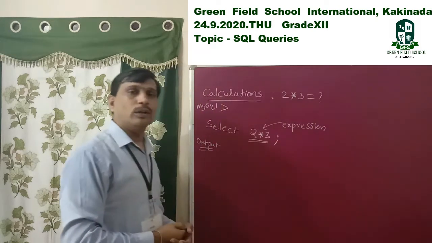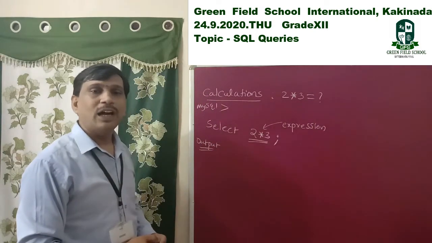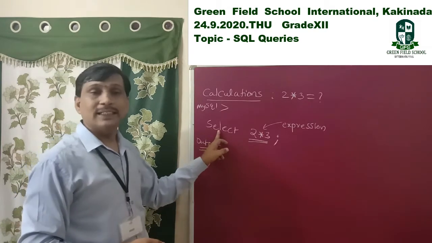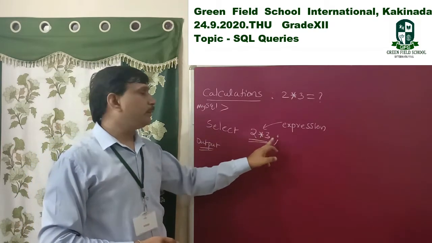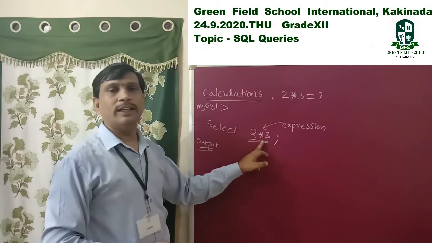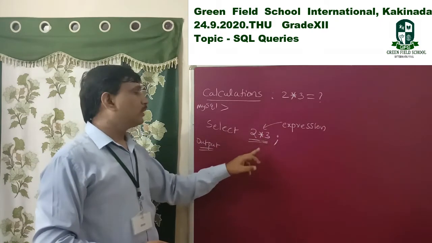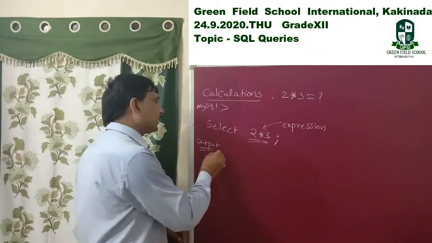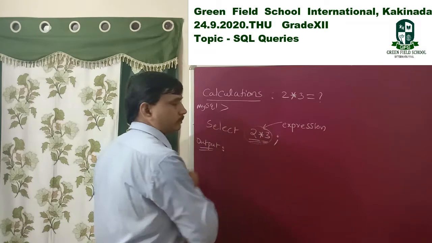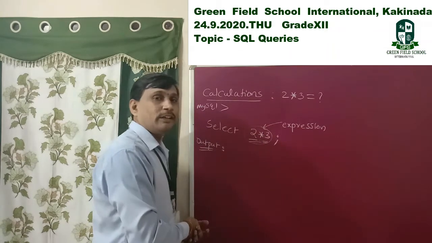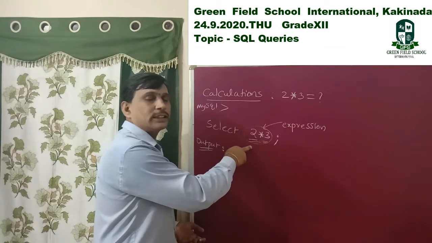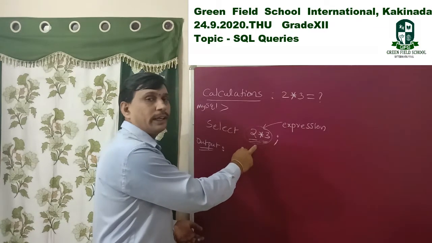Expression, semicolon. So this is the syntax of how to do the calculations part. Select some expression, semicolon. We write only one expression here. Okay, semicolon. So it displays output like this. This one is the column name. This expression is treated as the column name. Why? Because every time after the select statement, according to the select command syntax, this one is the column name.